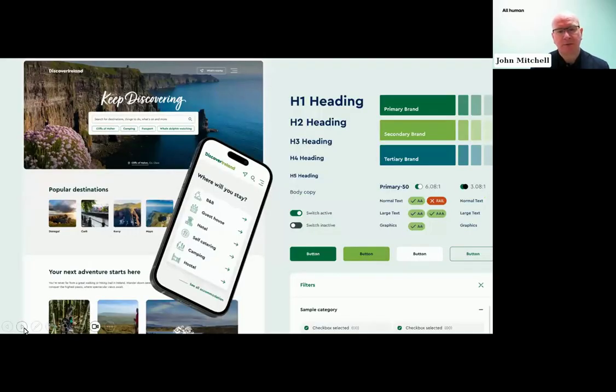And Discover Ireland, again a very rich user experience, with a lot of content and a lot of visual imagery, naturally, because it's positioning a product.